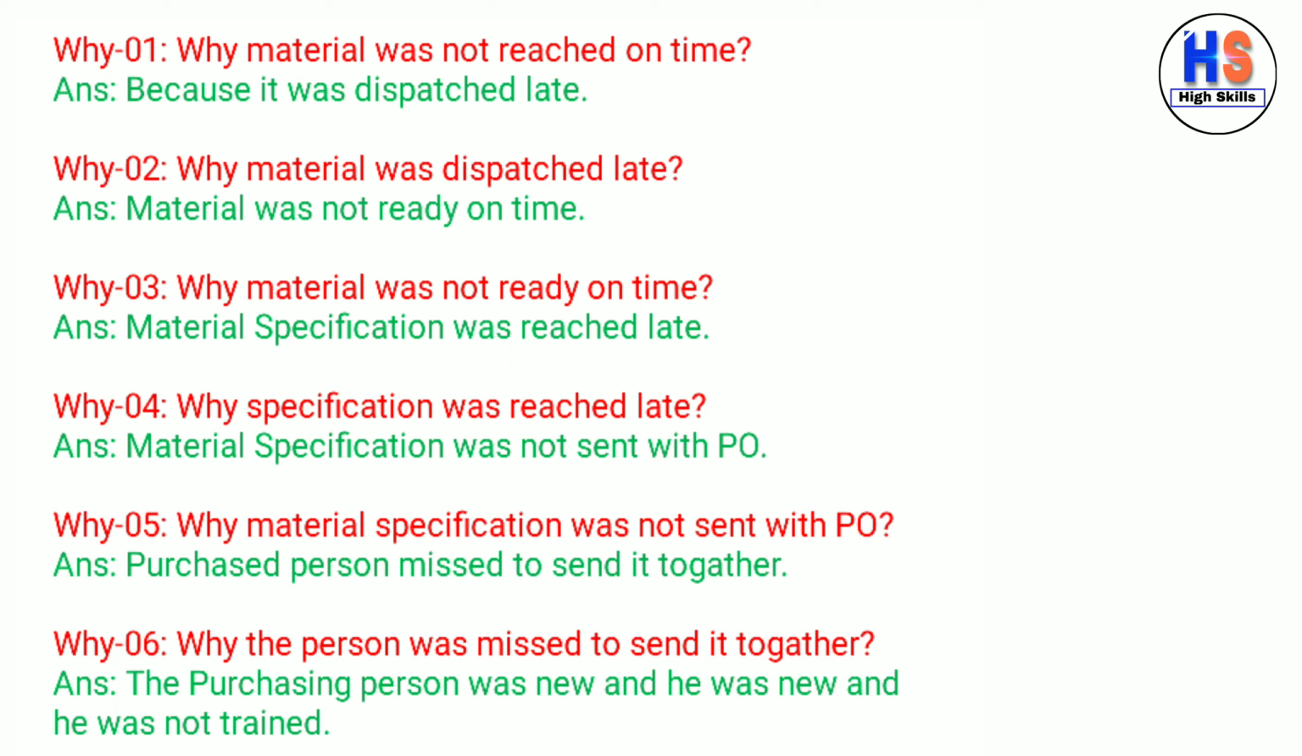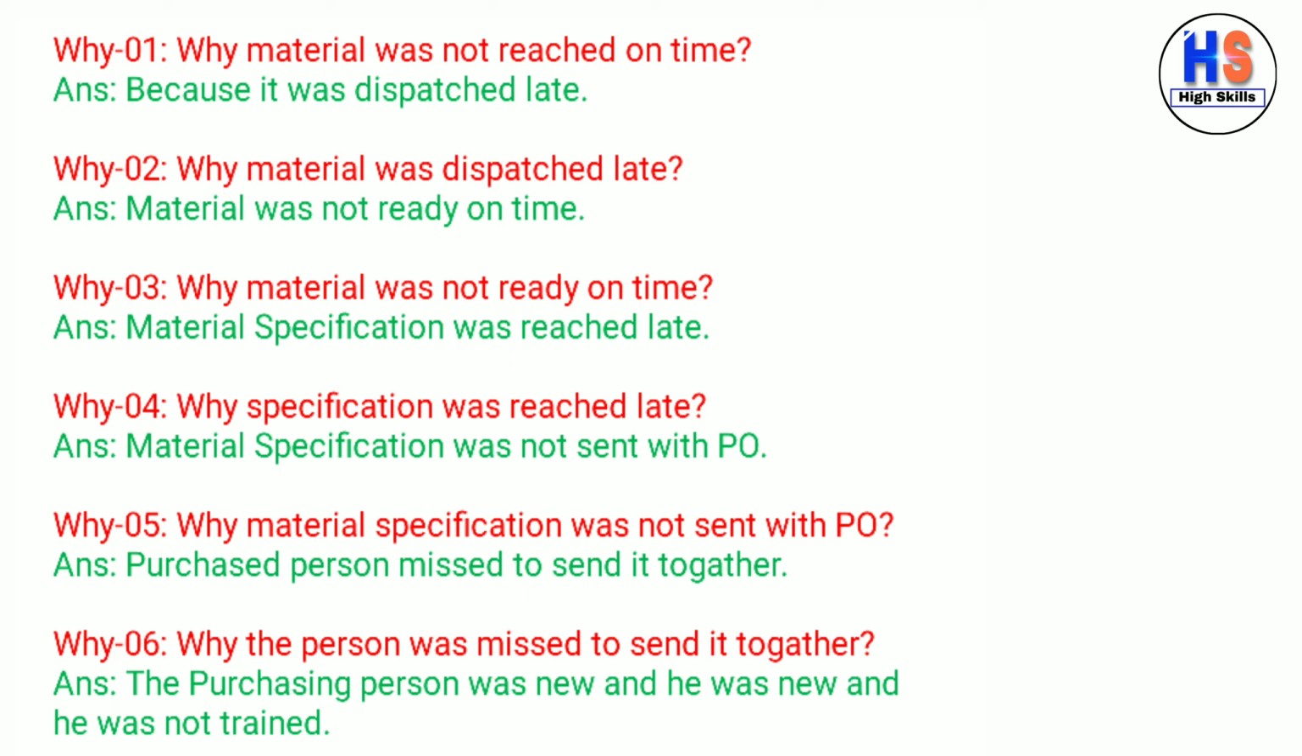First why: why material was not reached on time? Because it was dispatched late. Second why: why material was dispatched late? Answer is, material was not ready on time. Third why: why material was not ready on time? Its answer is, material specifications reached late. Fourth why: why specification reached late? Its answer is, material specification was not sent with PO.